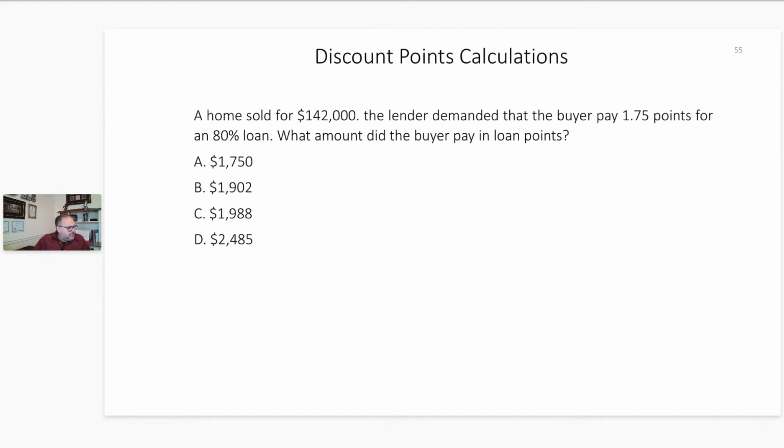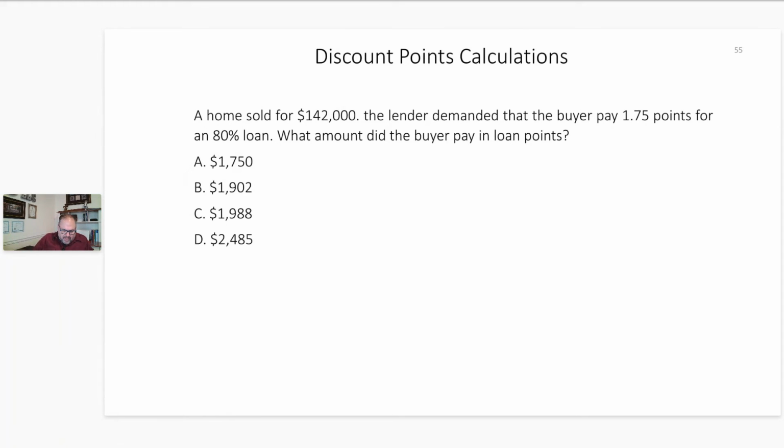All right. So let's go and work this out. A home sold for $142,000. Lender demanded that the buyer pay 1.75 points for 80%. Now, the basic formula, number of points, 1.75 points is 1.75% or 0.0175. But we don't multiply it times 142 because that's the price of the home. We multiply it by 80% of 142 because that's the loan amount.